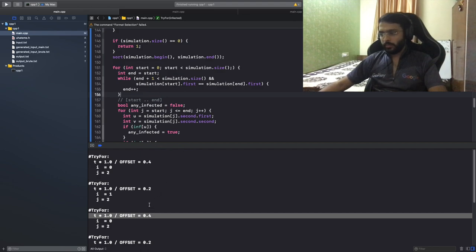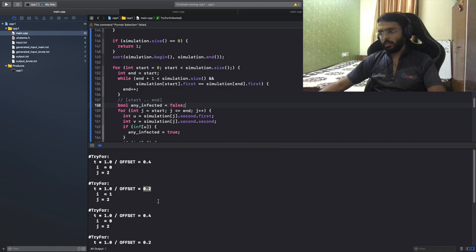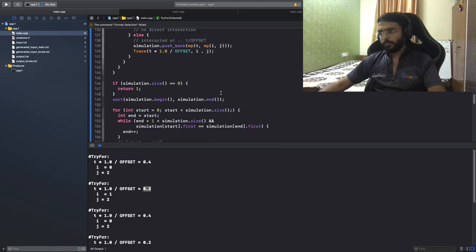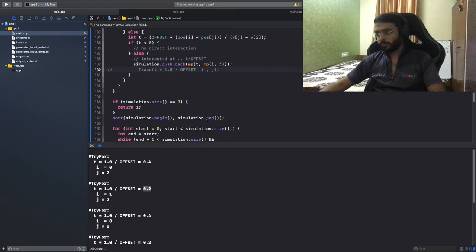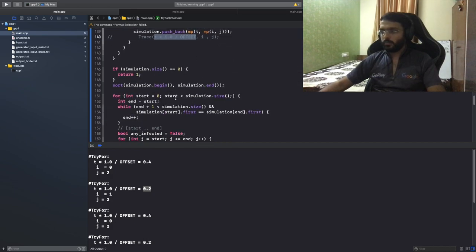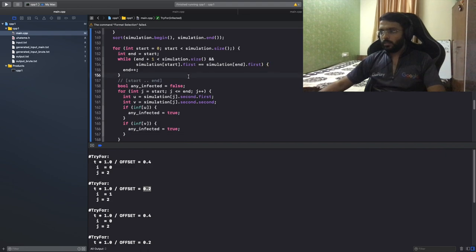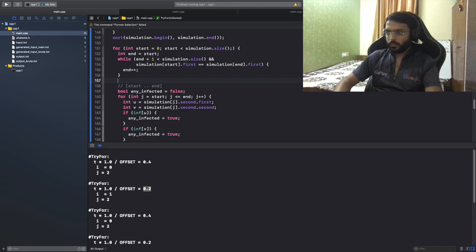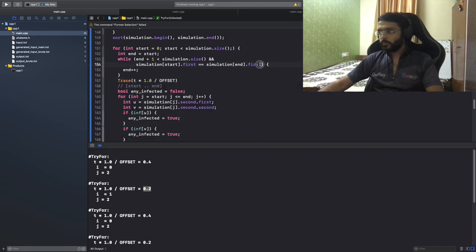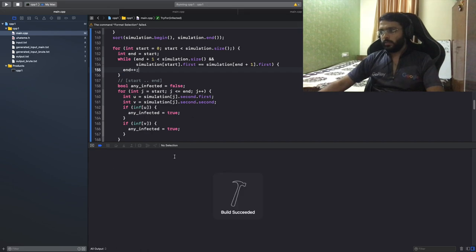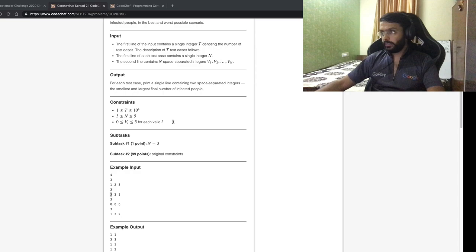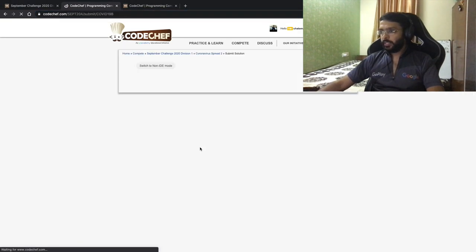Now I kind of sorted them. So first I will get like the 0.2 thing. So this seems about fine. So let me print trace. Oh, this should be n plus 1 because only then I will do the n plus 1. Yeah, seems all right. Submit.